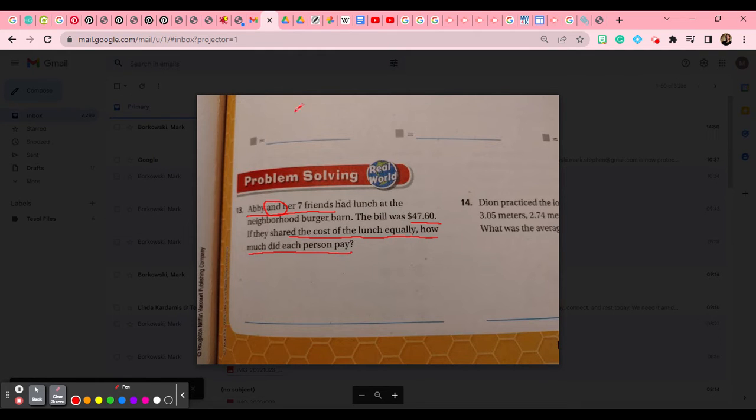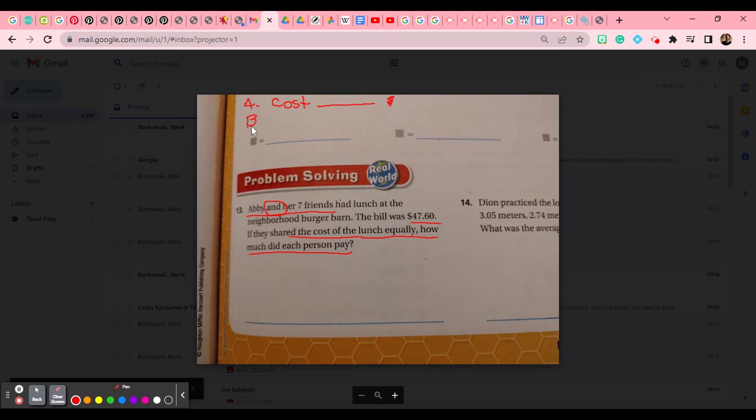Okay, so let's look at our labels. I'm going to put up at the top our A, what we're looking for. We're looking for cost, right? How much each person paid. Usually I put the space first, but we're looking for cost. We're looking for money, how much each person paid.